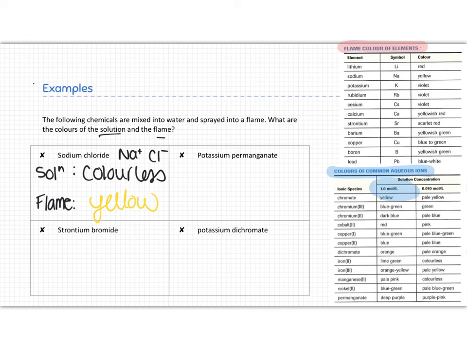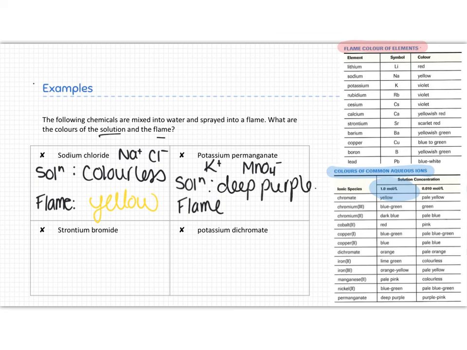Let's try one more. Potassium permanganate is K plus and permanganate is MnO4 minus. So let's look at the solution color and the flame color. Taking a look, we can see the solution color. We don't have chromate, chromium, chromium-2, cobalt, copper, dichromate, iron, manganese. We don't have manganese itself. We have permanganate. So that is a deep purple solution color.